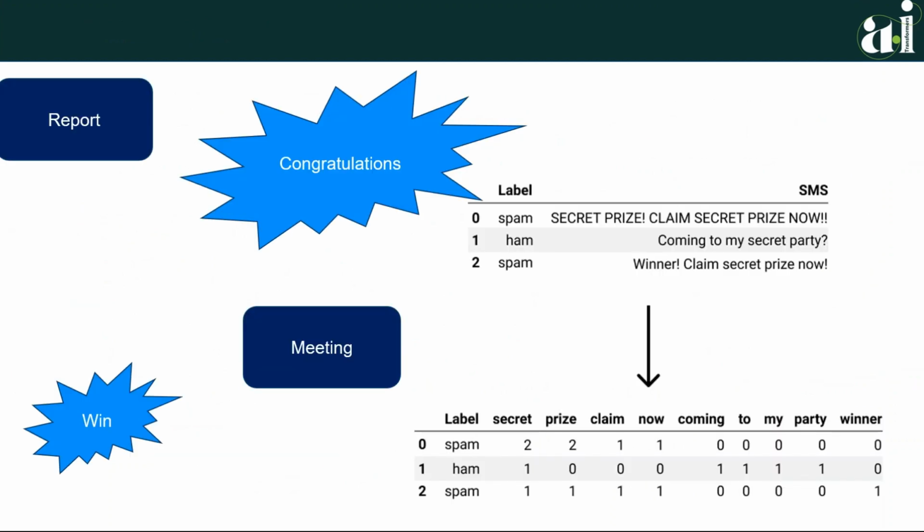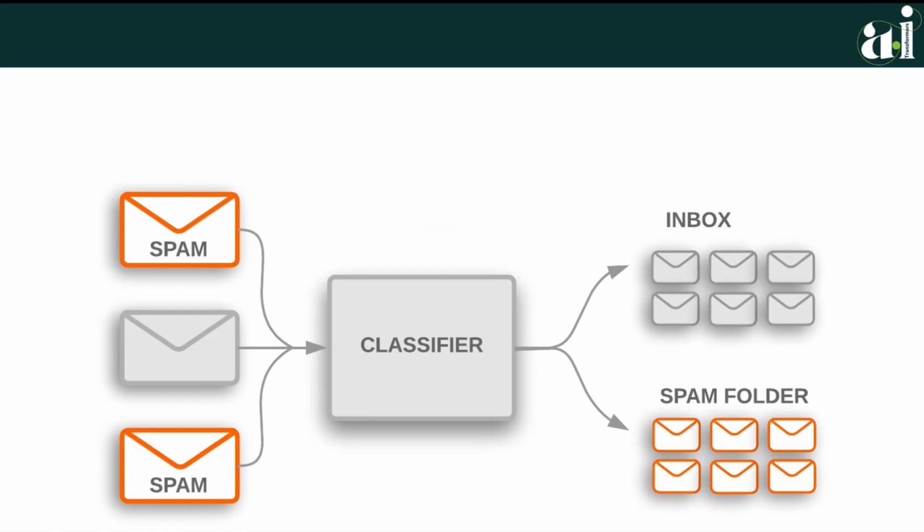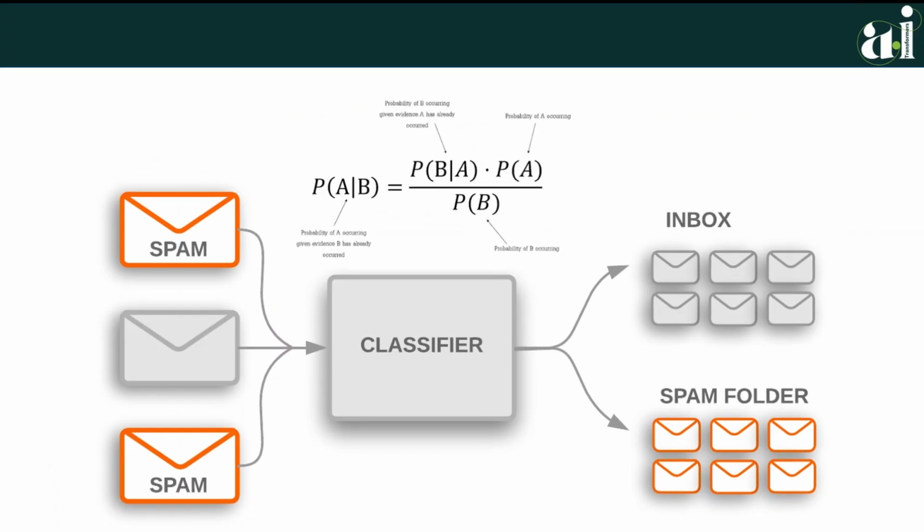Here's how it works. Imagine you are building a spam filter. You train the algorithm by analyzing a set of spam and non-spam emails, counting how often certain words appear in each category. For example, words like congratulations and win might appear more in spam, while words like meeting or report might be more common in non-spam emails. To classify a new email, naive Bayes multiplies the probability of all its words being in spam or non-spam. Whichever category has the highest probability wins.